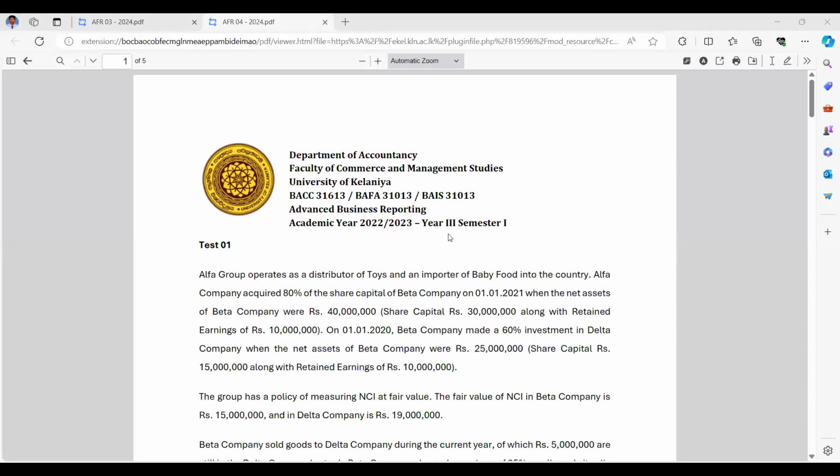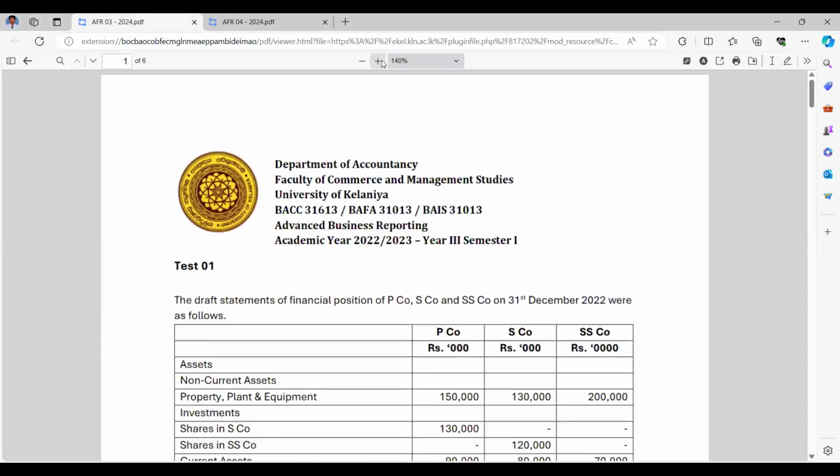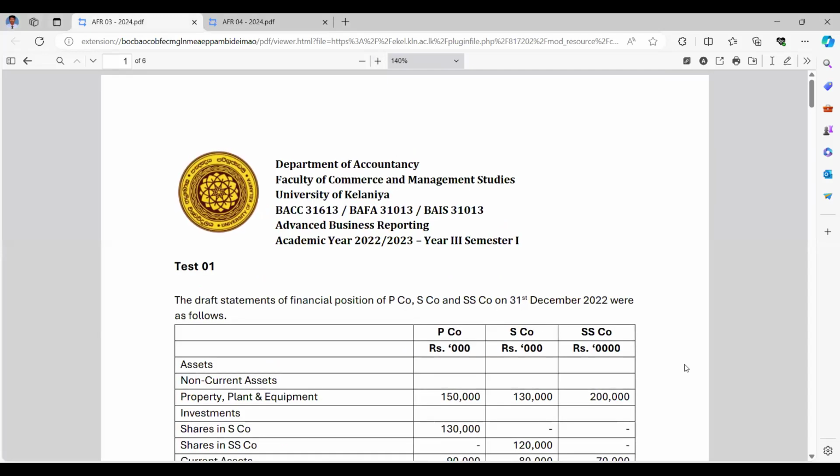Good morning. Today we're going to discuss the NCI at fair value question. So first of all, read this question. The drafted financial statement of the position of PS and SS company on 31st December 2022 were as follows.